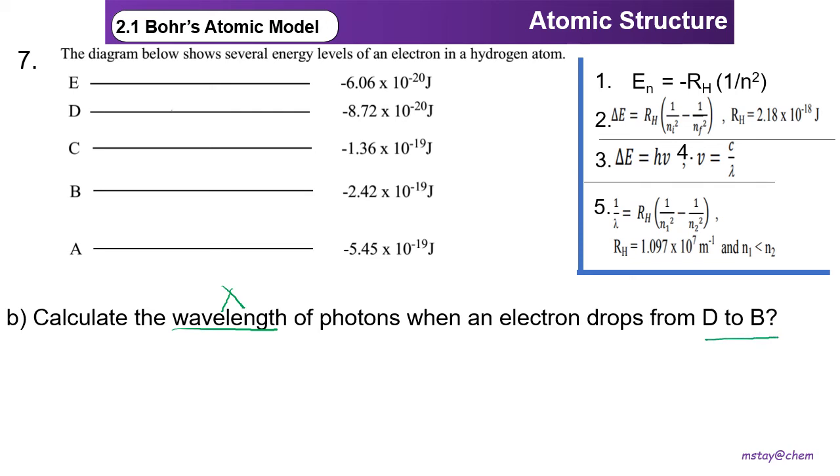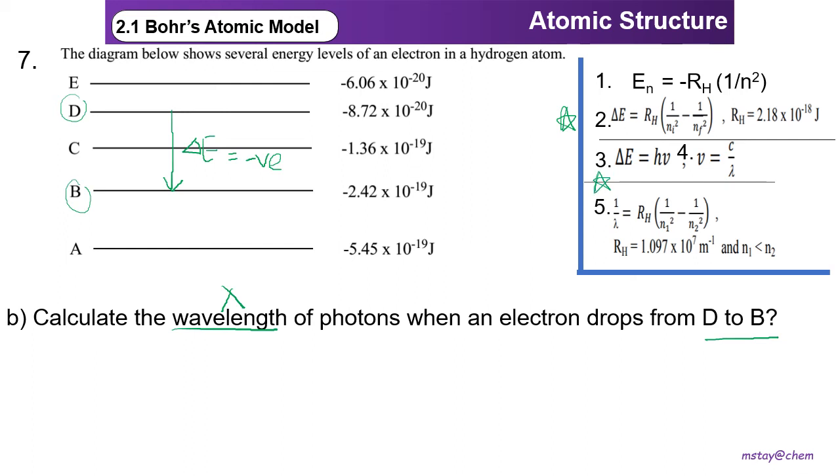So drop from D to B, so the arrow is pointed down. So we will know this change of energy will be in negative value. Okay, so again, in this question, we no need to use the second formula, because we cannot know what is the exact energy level for D and B. So you may think that we can use the third formula.